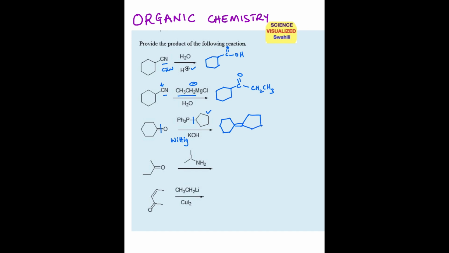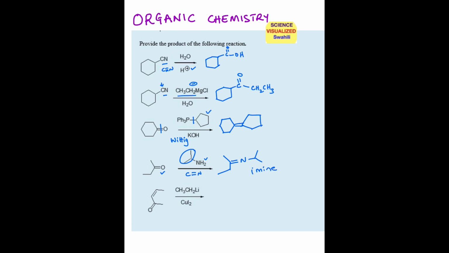Number 4, we're starting with a ketone, reacting that with an amine, and if you look at this amine, that nitrogen has 2 hydrogens, so that's a primary amine. Anytime you react a carbonyl with a primary amine, you end up with what's called an imine. An imine has carbon double bond nitrogen. So it's almost like an alkene, but now the double bond is to the nitrogen. So you end up with that ketone part, but now you have double bond nitrogen, and then you include this other alkyl group, and that's called an imine.